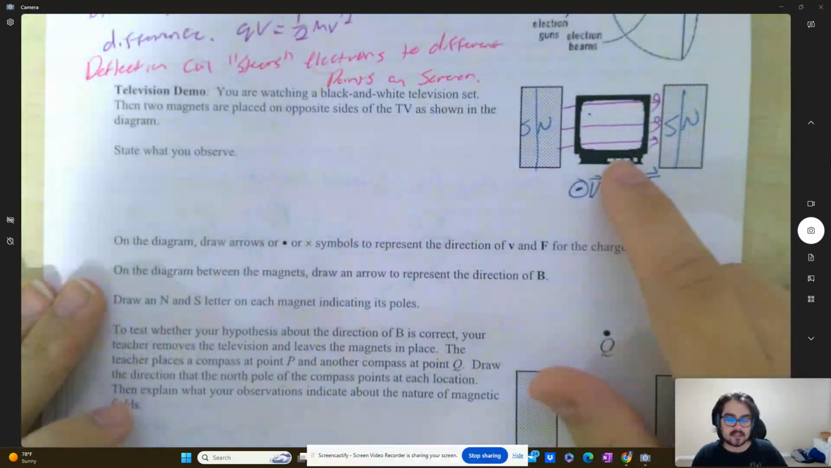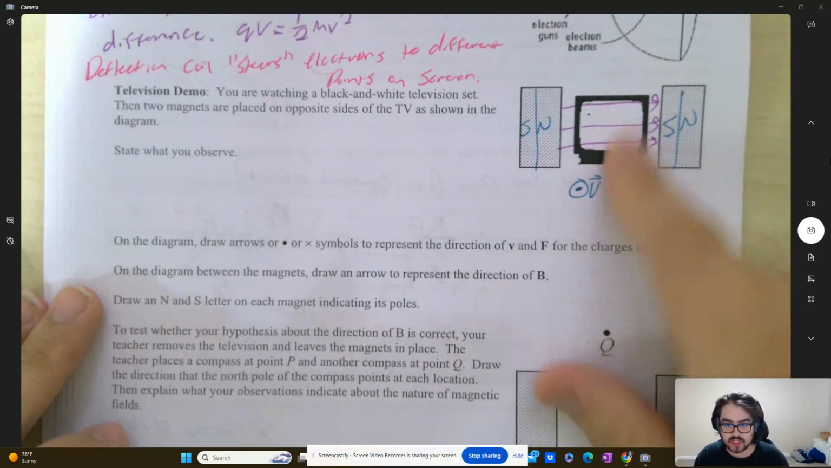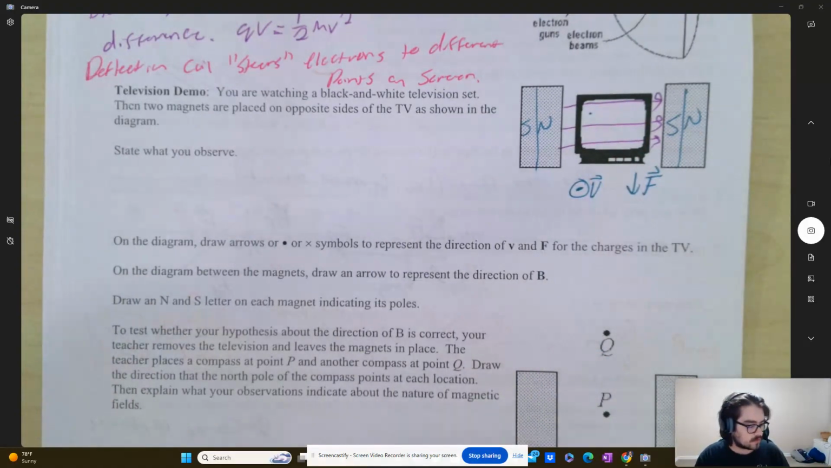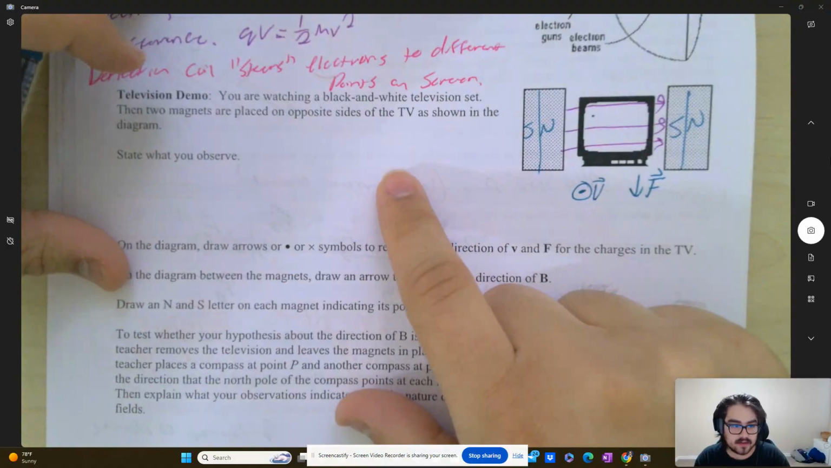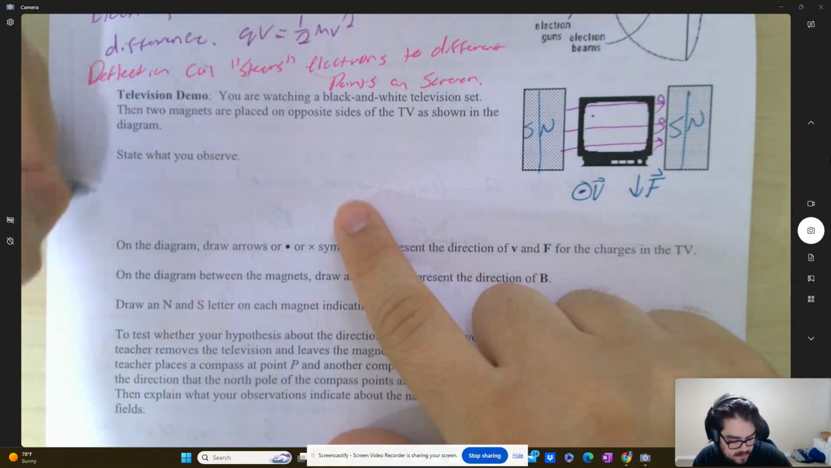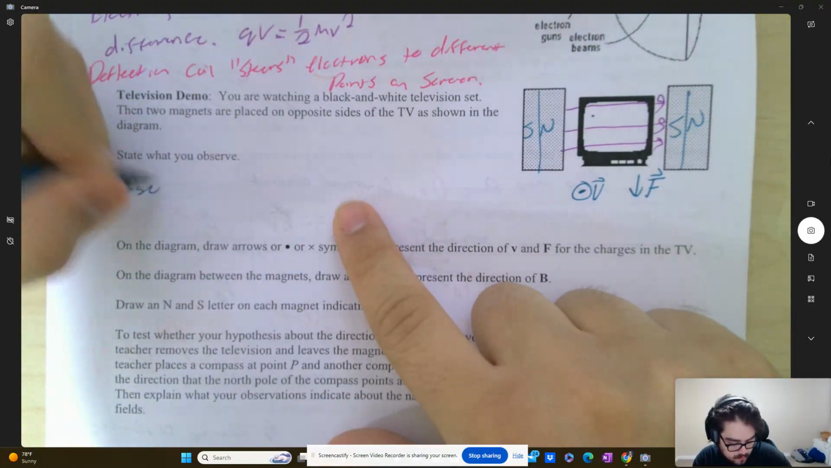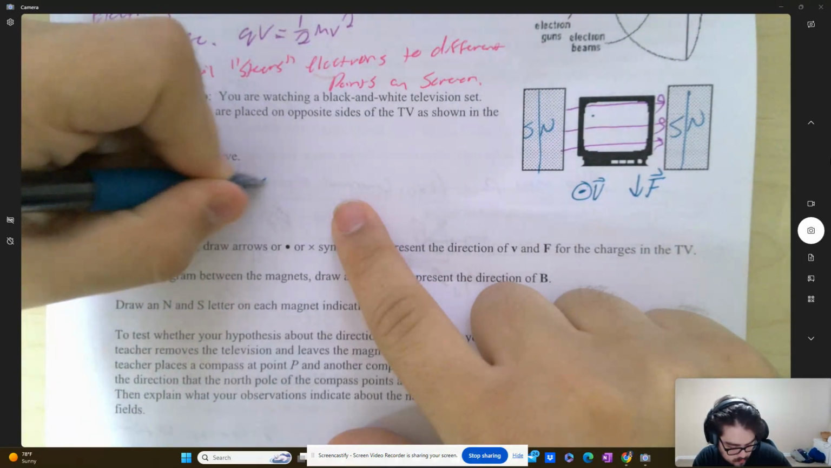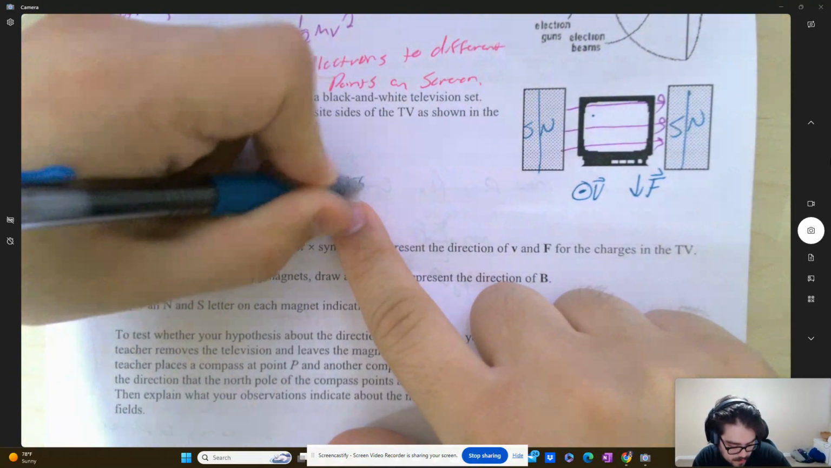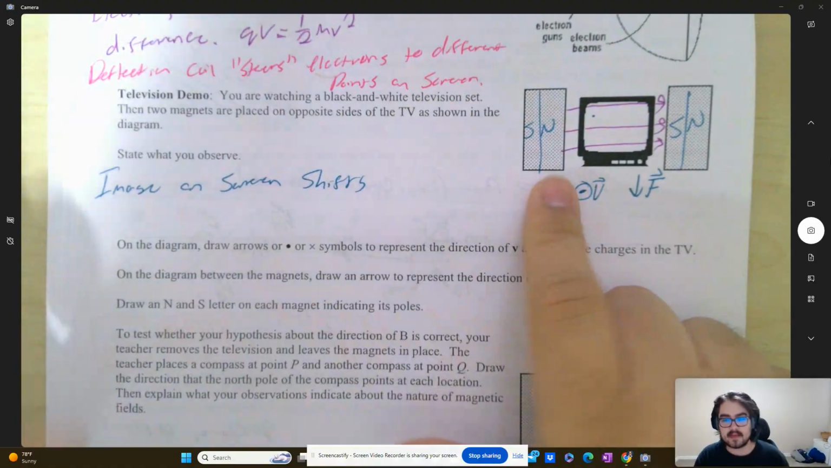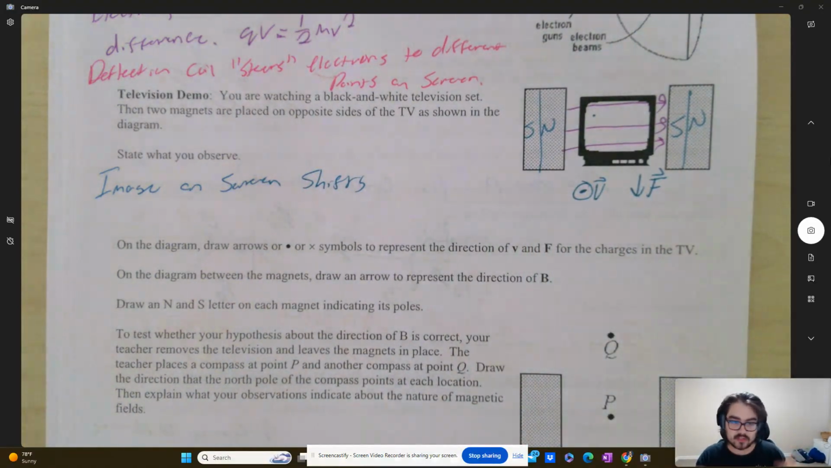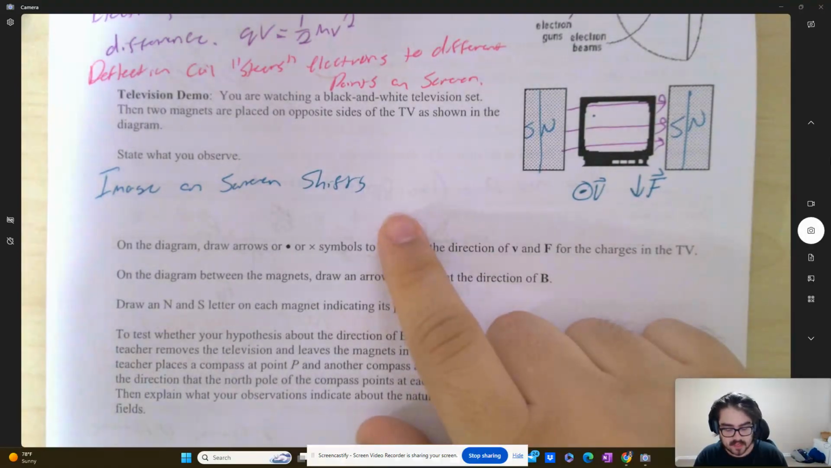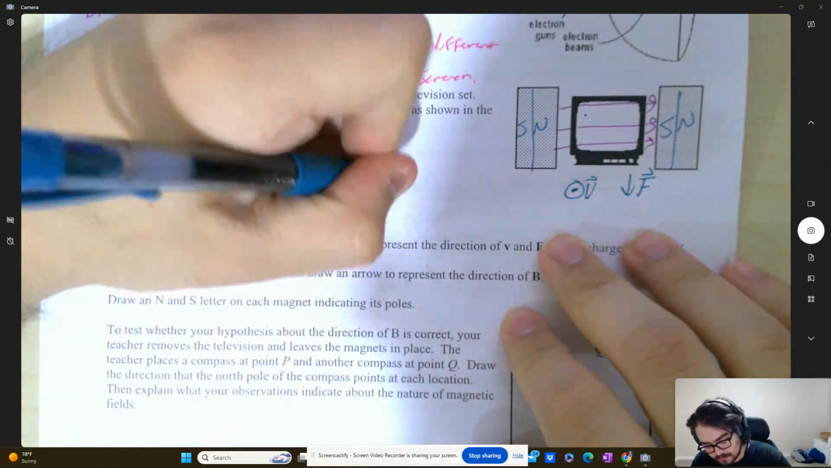And what that means is that you would ultimately see the picture shift down. Okay, so the image on screen would shift. So depending on a couple of things, you would see that the image on screen shifts. In this particular case, it would shift down. It may switch depending on the orientation of the magnets, where the electrons are going. Right. I'm going to say that it shifts. In this particular case, it shifts down though. Okay.